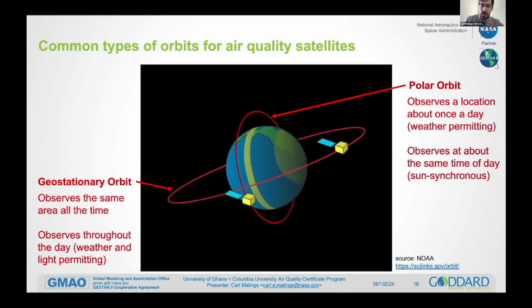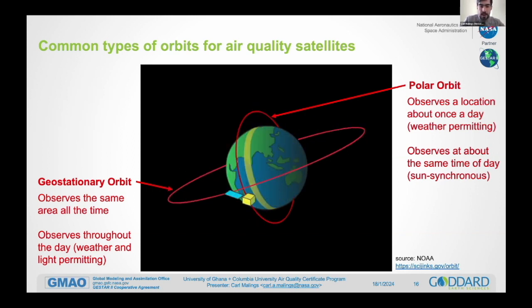So I'll talk a little bit about that now because I think it helps in understanding what these limitations are. There are two common types of orbit that these satellites, which are measuring things relevant for air quality, are usually put into. The first, probably the most common, is a polar orbit. As the name implies, these pass over the north and south poles of the Earth, so orbiting in south to north and north to south directions.